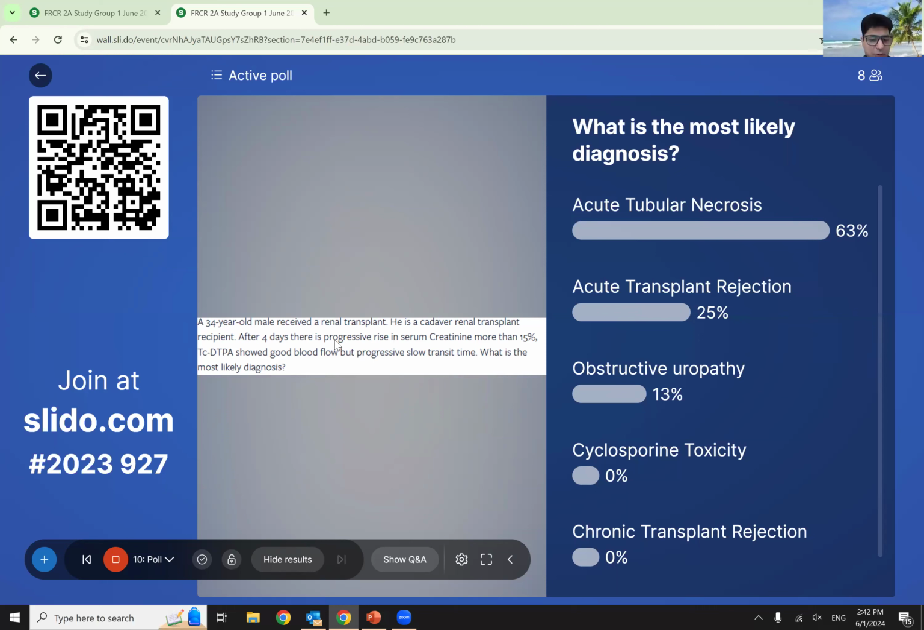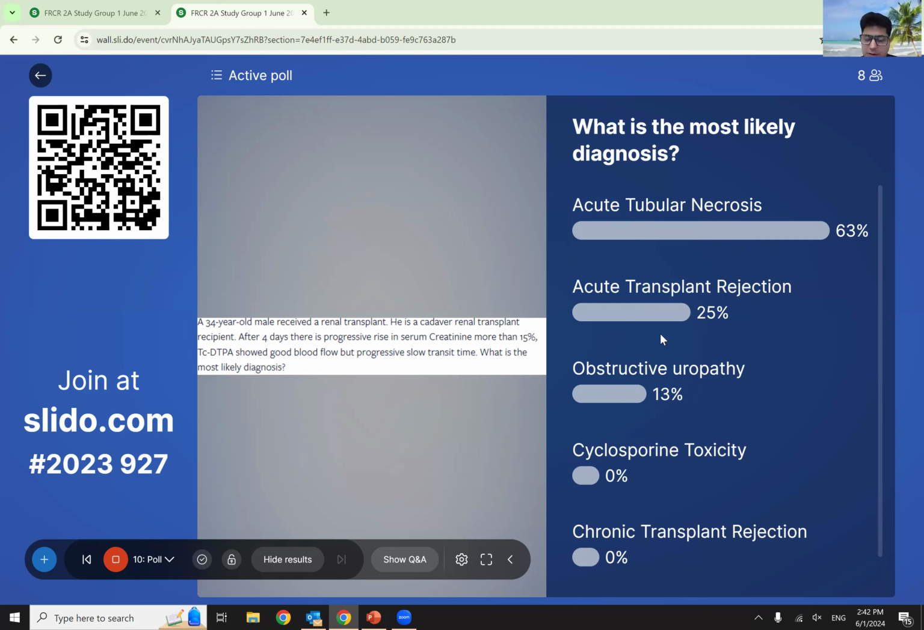And you might have been drawn to this because I said 2 days, because it happens within 4 days, but most of them happen within the first 2 days. And it characteristically has slow transit, but the vascularity stays fine. So that is the clue. Just go through the rest.